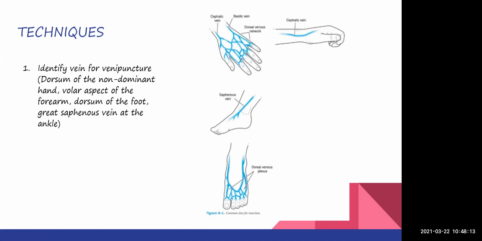Okay, so we identify the vein. Most commonly we use the vein in the dorsum of the non-dominant hand, but we can also find veins in other places such as the volar aspect of the forearm, dorsum of the foot, or great saphenous vein at the ankle.